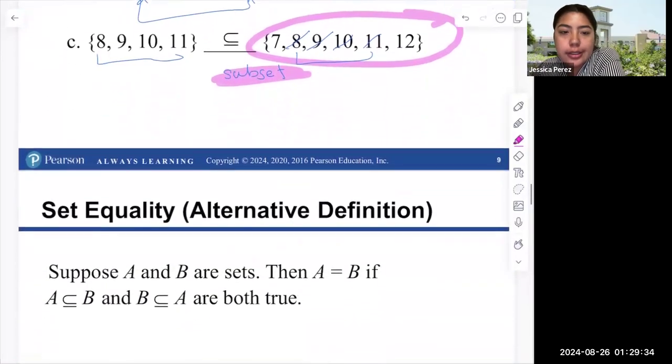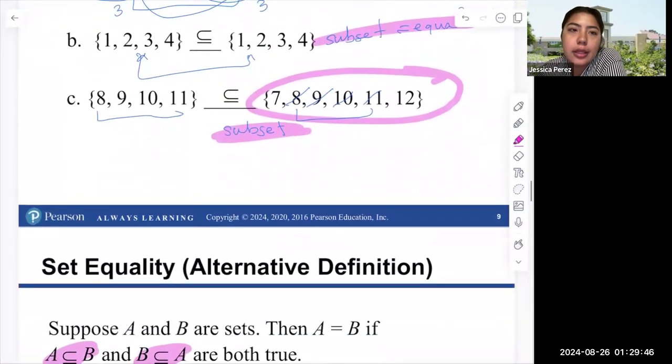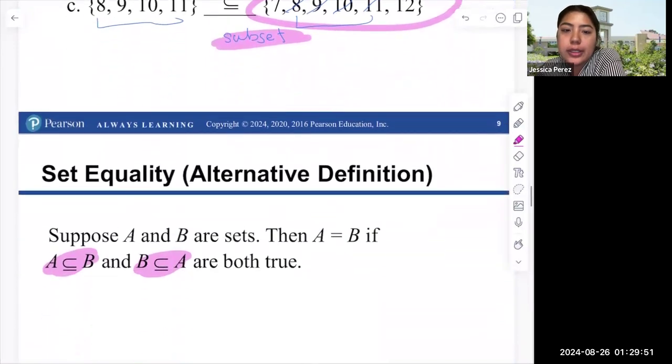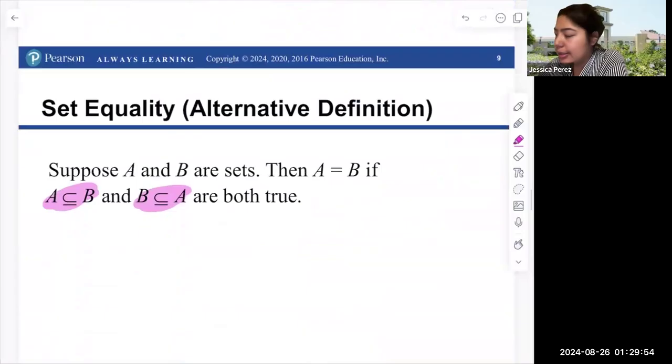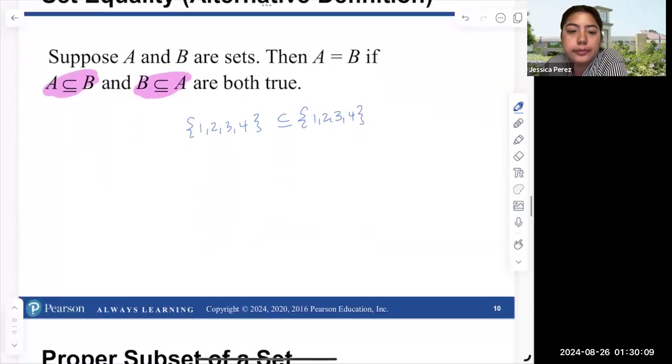Set equality. Suppose that A and B are sets, then A is equal to B if A is a subset of B and B is a subset of A, and they're both true. So it goes both ways. A is contained in B, B is contained in A. This is equality. For example, we had 1, 2, 3, 4 is a subset of 1, 2, 3, 4. And it doesn't matter if they are in order or not.